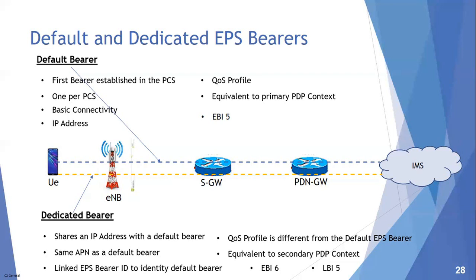Now, this default bearer is equivalent to the primary PDP context, which is available in 2G and 3G packet switching. So I can transfer the user data in 2G and 3G with an external packet data network as well. And of course, to avoid any confusion, this bearer has both dynamic and static PDP addresses.